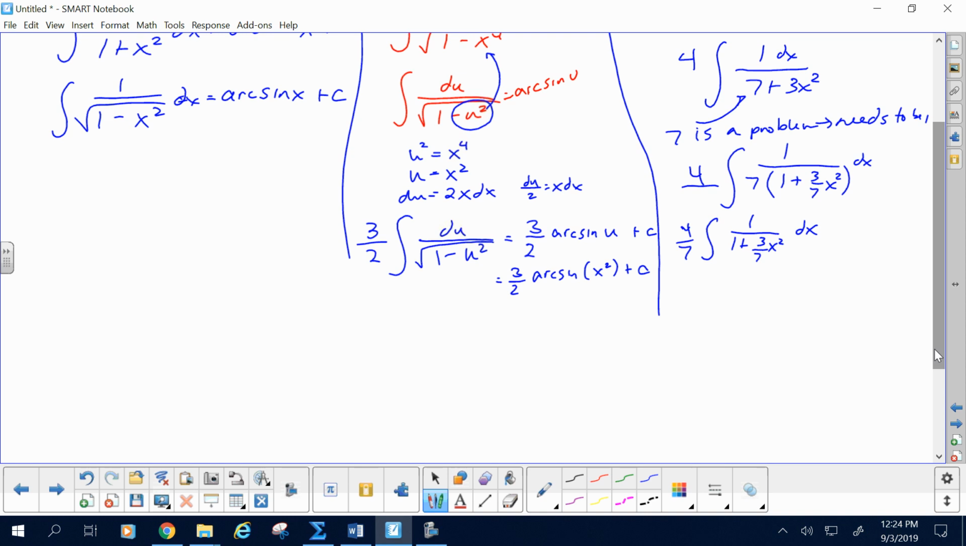Cool. Now that's almost the blueprint for arc sine or arc tangent. Tangent is the one with a sum and no root. This is where you might take shortcuts, but I am slow-witted, so I need to go slow. This is my u squared. u squared is 3/7 x squared. Therefore, u is the square root of 3/7 times x, and du then is root 3/7 dx, which implies that dx is root 7/3 du.